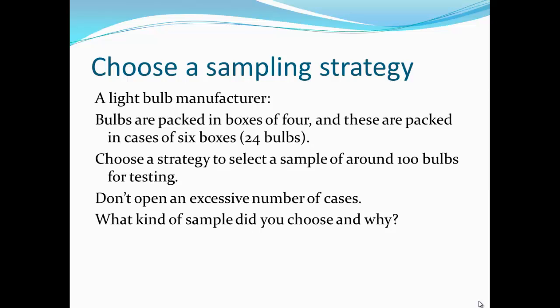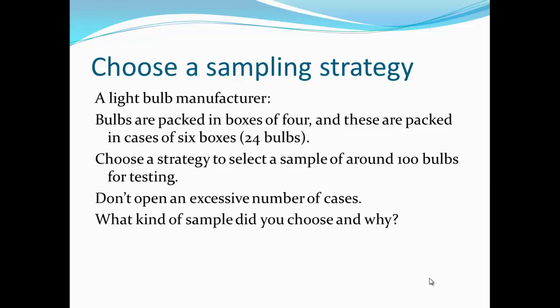So if we came up with a scheme, say, of numbering each bulb in each box, and then continued that numbering system from one case to the next, we could take an SRS of 100 out of the 1,000 bulbs that are produced in a shift. This probably wouldn't be a very good idea, though, because likely those 100 bulbs would come from nearly 100 different cases, and this would be quite costly for the manufacturer.